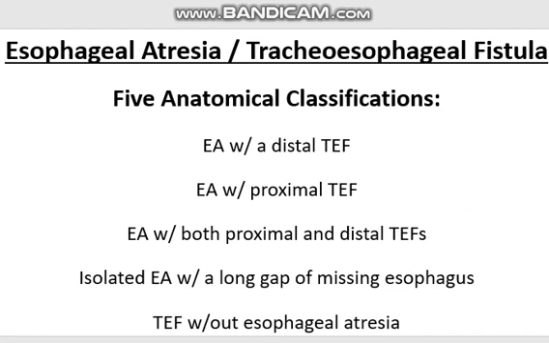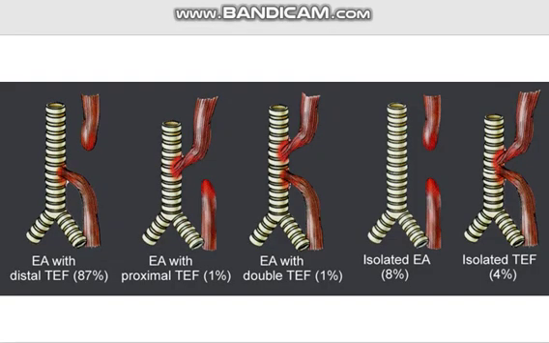Esophageal atresia with both proximal and distal tracheoesophageal fistulas. Isolated esophageal atresia with a long gap of missing esophagus. And tracheoesophageal fistulas without an esophageal atresia. Here is an image of what the 5 types look like.